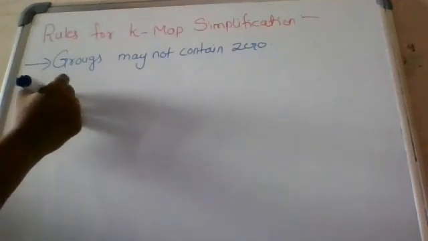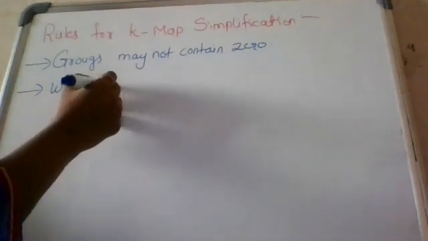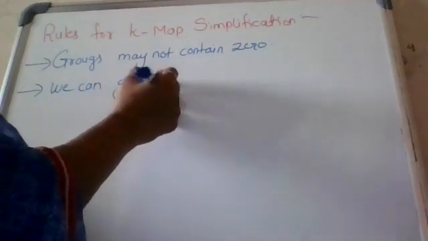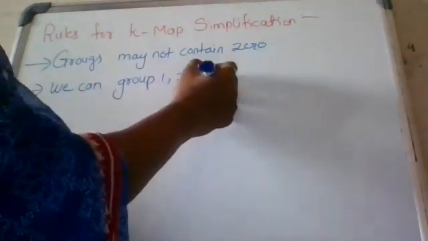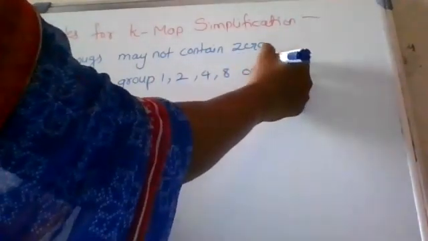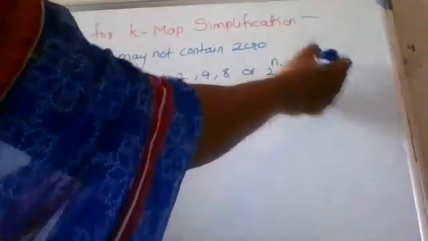Next, second point: we can group 1, 2, 4, 8, or 2 power n cells.